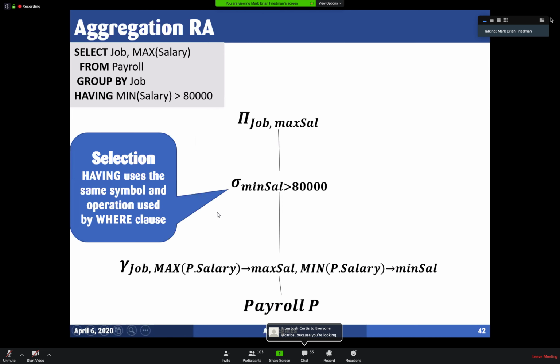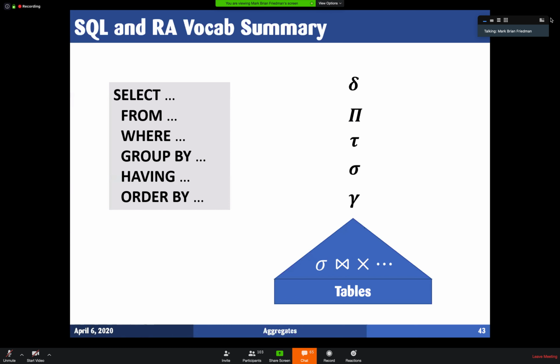And this selection uses the same symbol as an operation used by a where clause. It just depends. The where clause is applied here at the first step. This selection is applied after the aggregation occurs. And in general, we've looked at select, from, where, group by, having, and order. And this is our vocabulary summary. And this is the order in which it's processed.